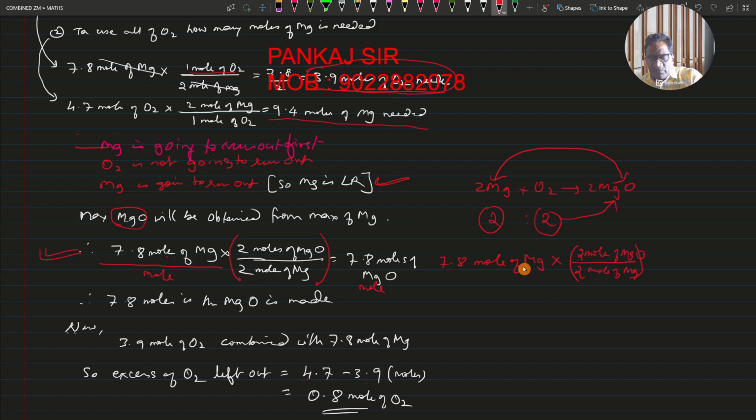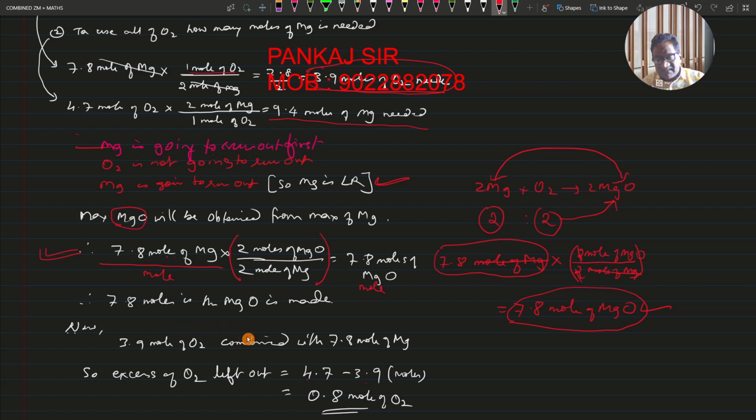MgO. Now nicely you cancel out this 2 and 2, you are left with 7.8, and here what is written, mole of magnesium oxide. Now this is your answer. So from starting with 7.8 moles of magnesium, how much magnesium oxide will be produced? It will be 7.8 moles of magnesium oxide will be produced. So you got the answer to how much quantity of magnesium oxide will be produced.